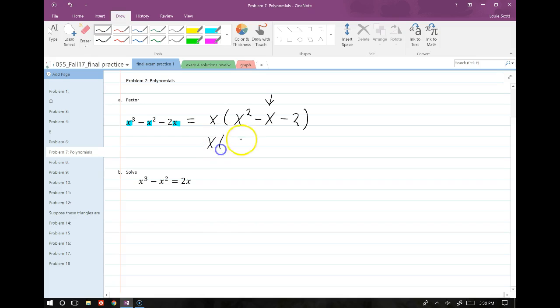So I have x squared, it's going to split up into an x times an x. We're going to have a plus and a minus, because this last term is a negative, right? You can only make a negative by multiplying a positive and a negative. And we're looking for two factors of negative 2 that add to negative 1. Right? I mean, negative 2 times positive 1 equals negative 2, and they add to negative 1. So we'll use that. So negative 2, positive 1, and there we are, fully factored.